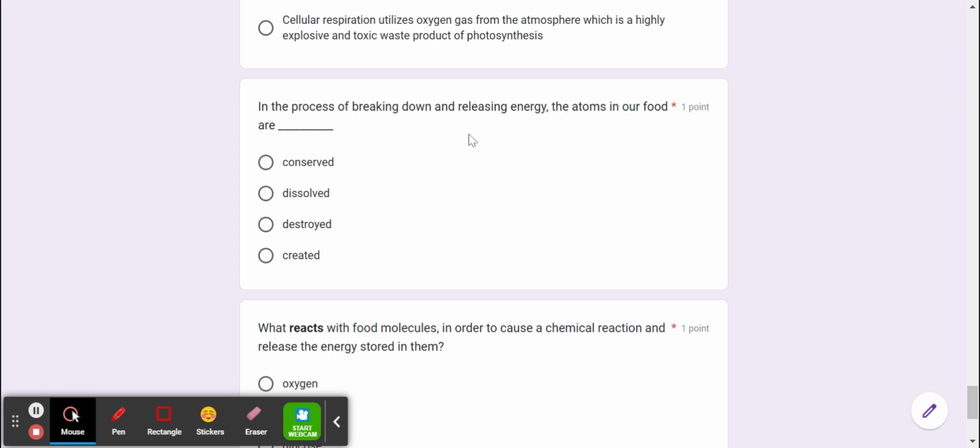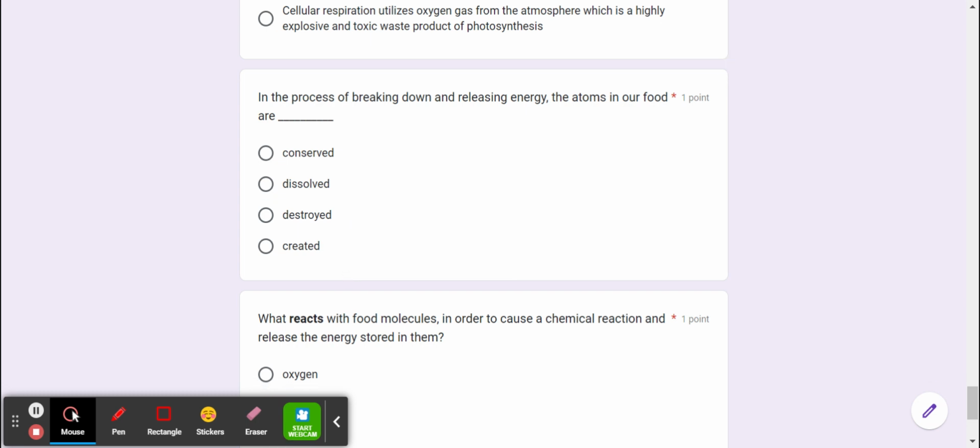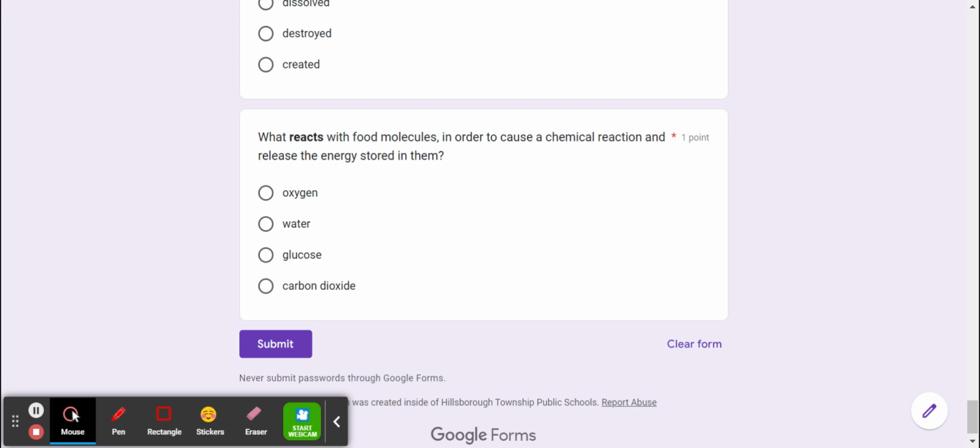In the process of breaking down and releasing energy, the atoms in our food are conserved, so like saved, dissolved, destroyed, created. What happens to the atoms in our food during the breaking down and releasing of energy? What reacts with food molecules in order to cause a chemical reaction and release the energy stored in them? Oxygen, water, glucose, carbon dioxide. So, what reacts with the food molecules to make that chemical reaction and release energy?